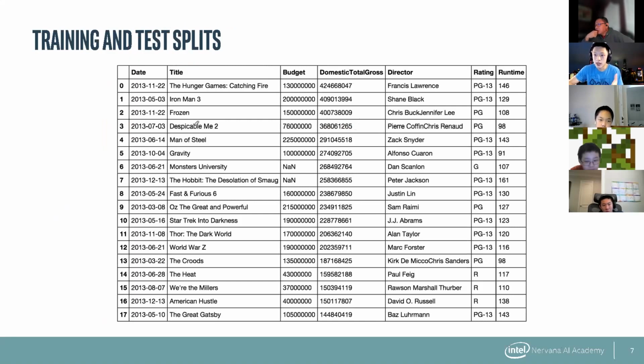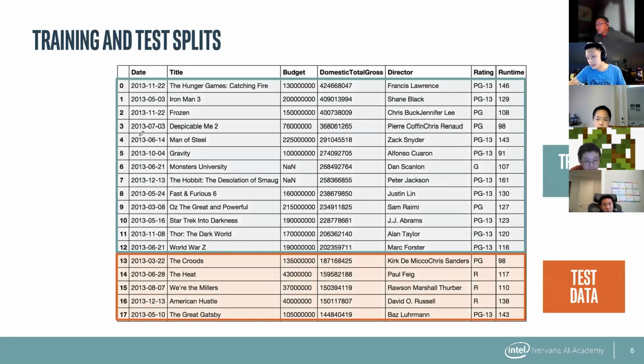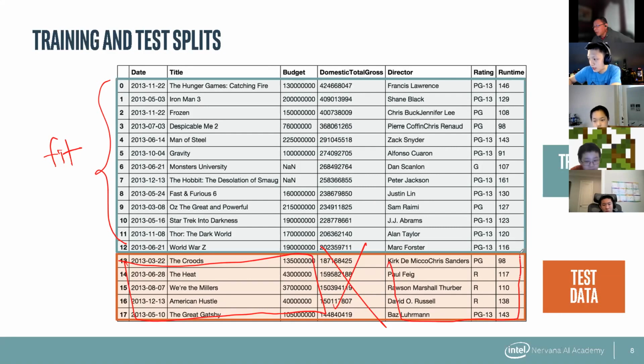When you have a data set of labeled data, and labeled data is very valuable, you need to split it into training and testing, because you train the model on all of this data, you call fit on this, and then when you go back to your test data, you delete the domestic total gross column, you feed it all of the features, which is all of this other stuff on the left and the right, and it'll generate a bunch of predictions, right?